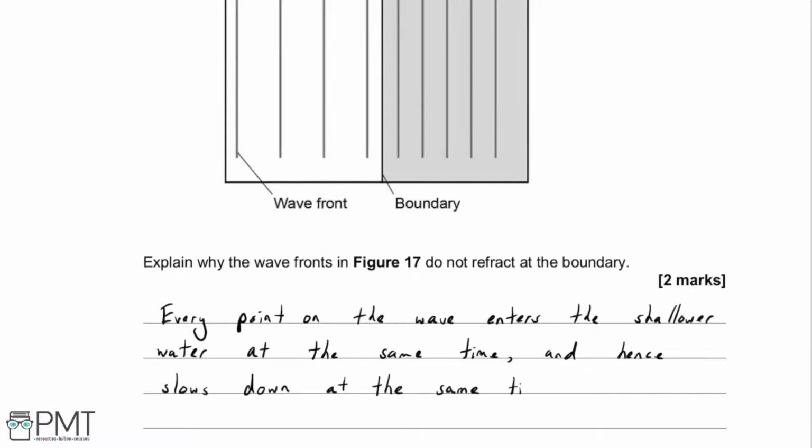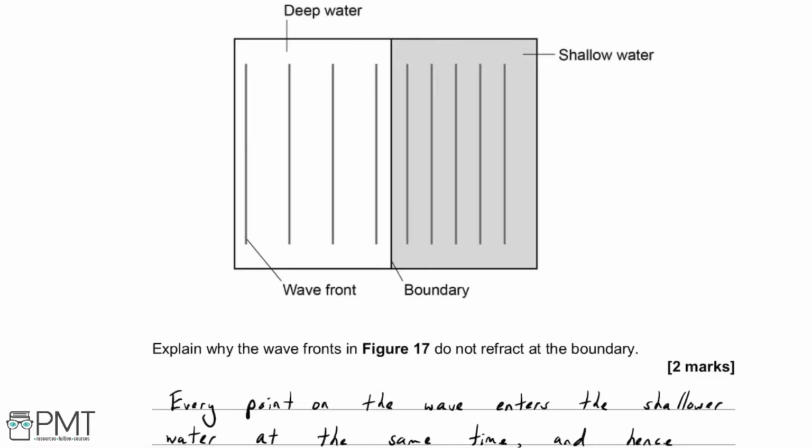So, because before we had an angle, this end of the wave was entering the shallow water before this end. However, for this, these lines are all parallel with the boundary, and so they're all entering at the same time. There isn't one part crossing the boundary before the other part. They're all just going at the same time, so they all slow down at the same time, and therefore we don't have to worry about it refracting.